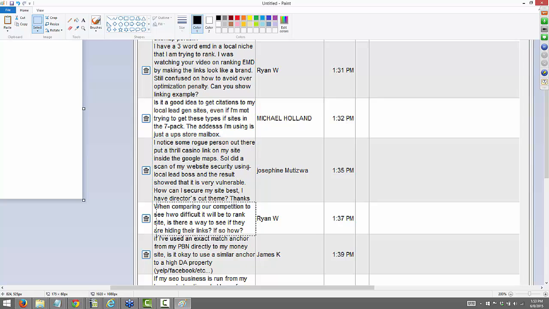When comparing our competition to see how difficult it will be to rank a site, is there a way to see if they are hiding their links? If so, how? Not necessarily. I mean, you can use different link aggregators to see if you can pull up different links, but if they really know what they're doing, no. There's not really a way.